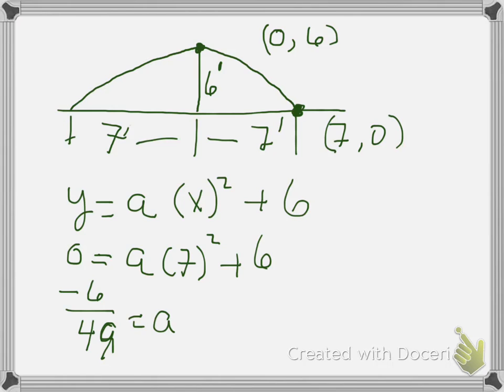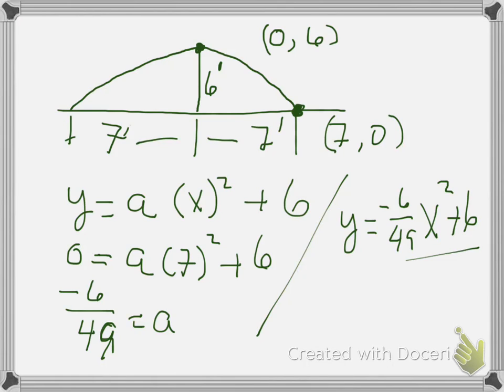So the equation of our quadratic is going to be y equals negative 6 over 49 x squared plus 6. Makes sense because the parabola opens down and it's kind of on the bigger, wider side. Okay, now if I could do everything that we did in class today and this, I'd be feeling pretty good about the test tomorrow.